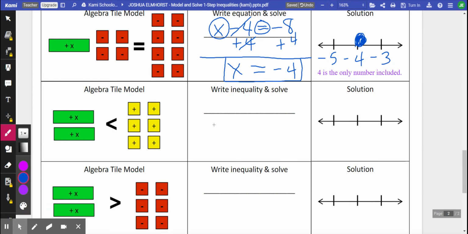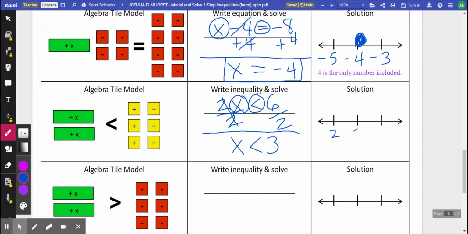Okay, so we got 2x less than 6. Okay, so we got two variable x's. So we divide by 2 to cancel. So we got our variable, our symbol, and then we have our solution. Come down below, x is less than 3. Go over here, 2, 3, 4. So x is any number that is less than 3.